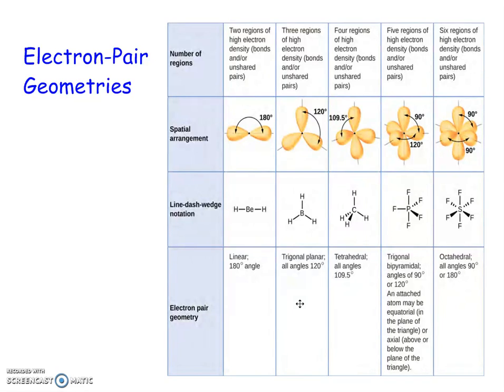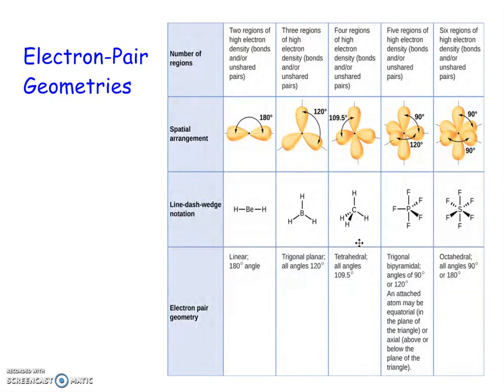When I start looking at things that have 4 or more regions of electron density, then we need to remember that molecules are three-dimensional. So if I have 4 regions of high electron density, they're not going to form a plus sign with 90-degree angles. They're actually going to form a tetrahedral shape where all of the angles are 109.5 degrees.